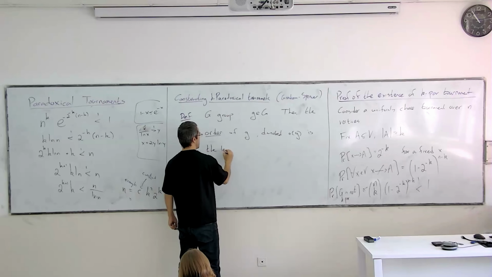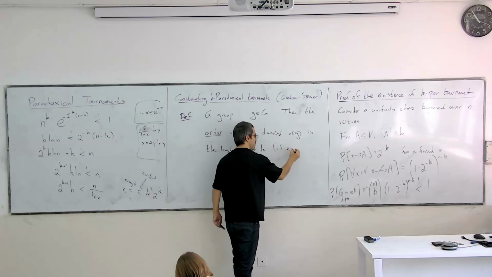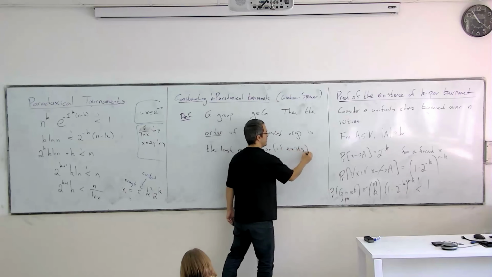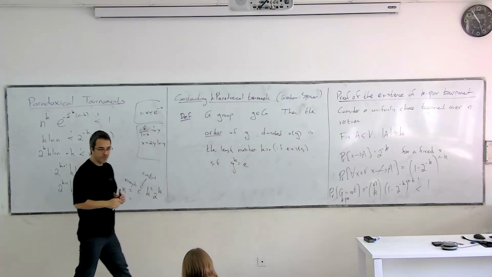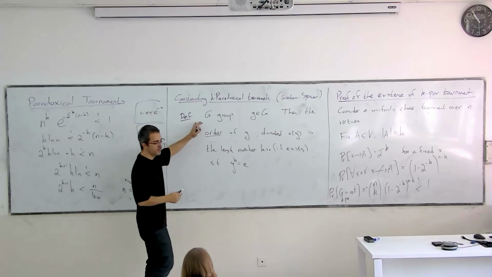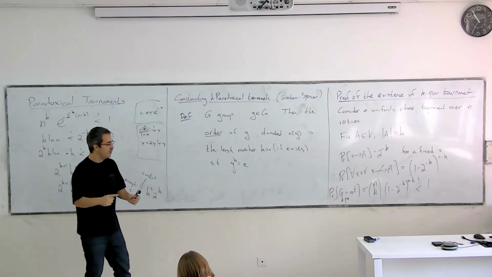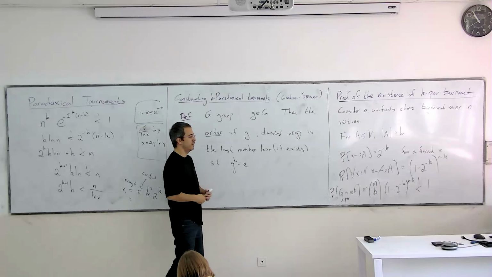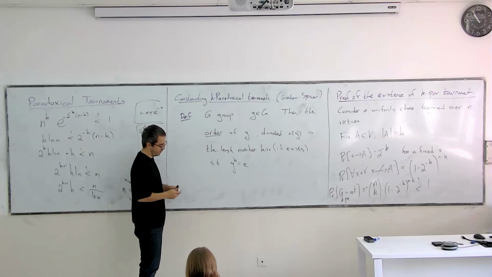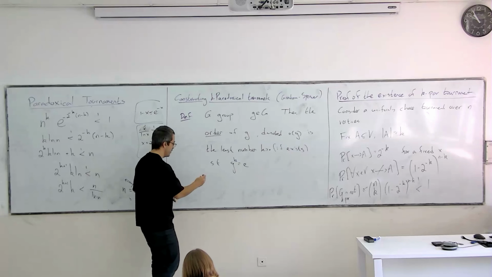The order of g is the least number k, it exists, larger than 0, such that g to the k is e. Sometimes they don't exist. The integers under addition don't have a finite order. But if you look at Zn, for example, under addition, then every element has finite order.